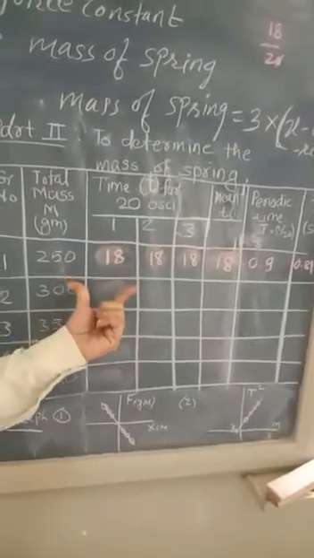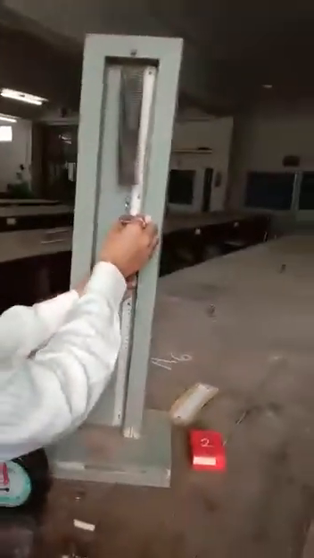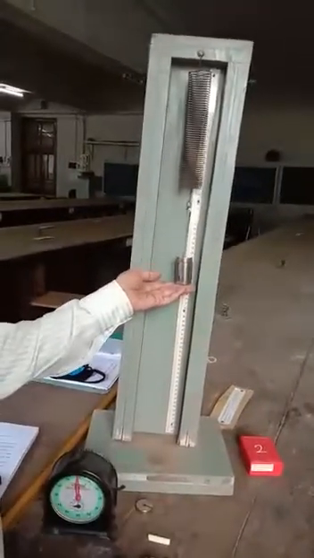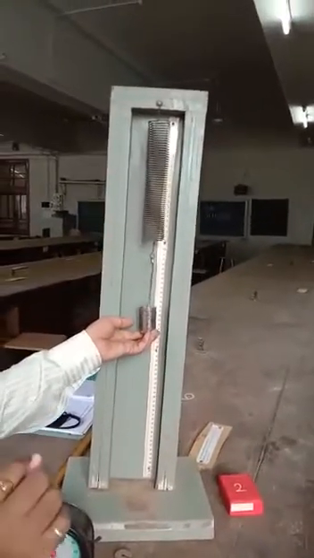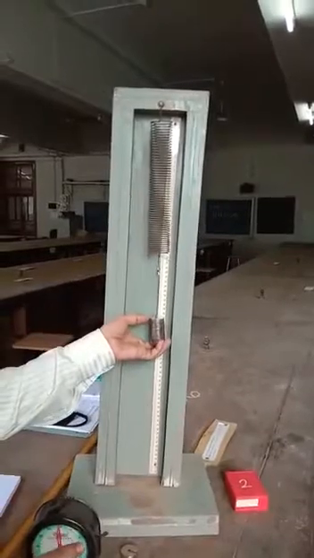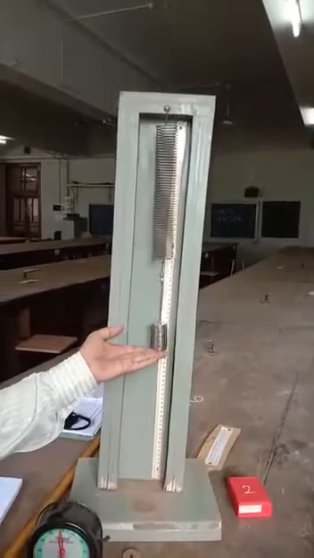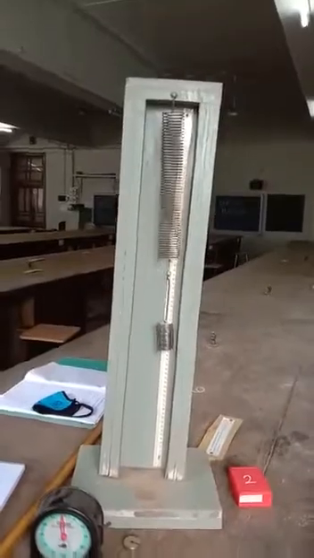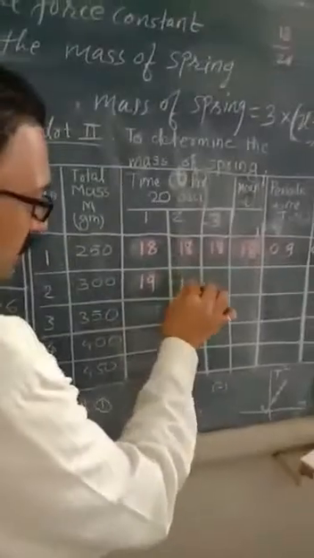Now we take the reading for 300 gram. Here add mass 50 gram into this and complete the procedure for the experiment. First of all, as we performed the reading for 250 gram, by the same procedure we have to perform the reading for 300 gram. Now we take the observation directly. Here for 300 gram mass, the reading comes nearly about 19. Here we write 19.